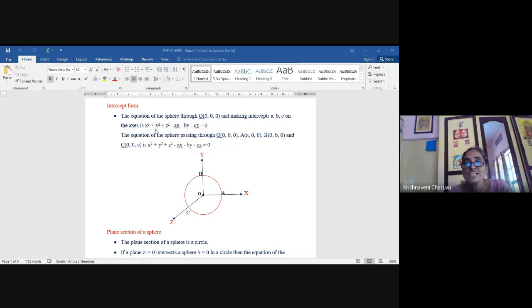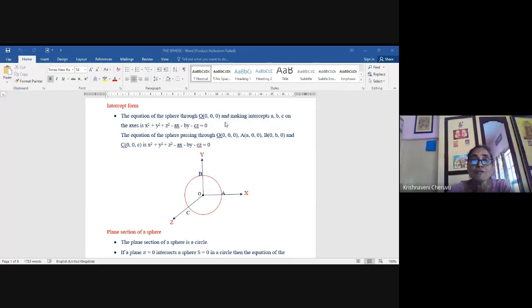x square plus y square plus z square minus ax minus by minus cz is equal to 0, girls. You have to remember this as a formula, so that whenever you come across such technical words while doing problems, you can immediately make use of this formula. How to get this equation, we will come to know in a few minutes. I already discussed and derived this in the class, and I'm going to do it again today, girls.